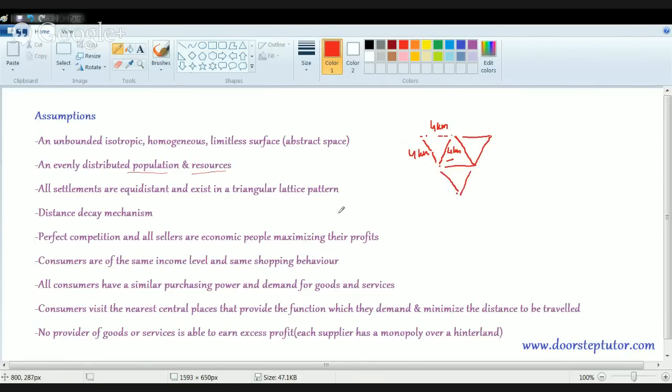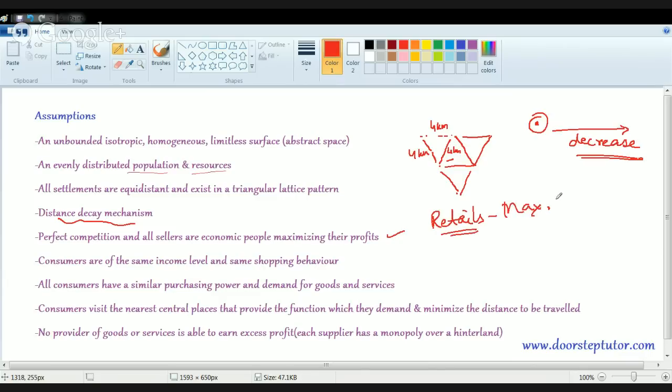Okay. Then he said, as you move away from the main hub of the region, the demand for the commodity decreases. So that's where he gave the distance decay mechanism. He also believed that there is perfect competition in the market and all sellers try to maximize their profit. Now there are two things that he basically focused on. The sellers or the retailers, their main aim is to maximize the profit.